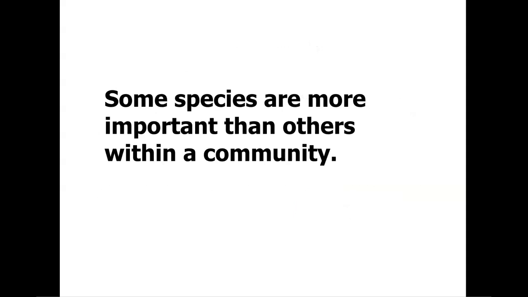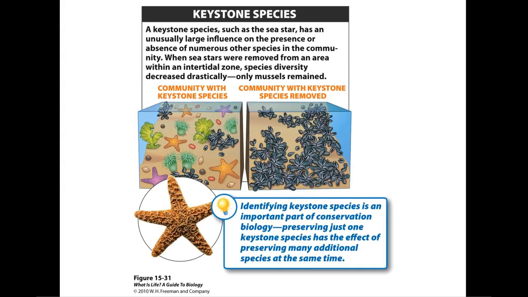Some species are going to be more important than others within a community. These species are often referred to as keystone species. So keystone species are those that have a usually large influence on the presence or the absence of numerous other species in that community. A keystone species' removal means species mix and the community changes dramatically. Other species removal causes relatively little change. So examples can include, for example, bison, sea stars, dam-building beavers, elephants of African savannas, and lichens in the desert.